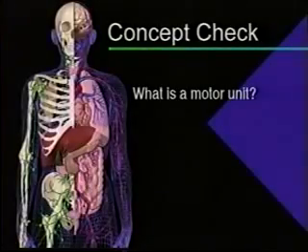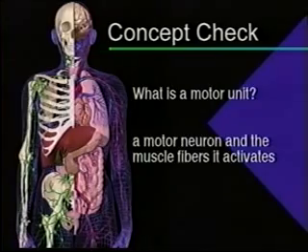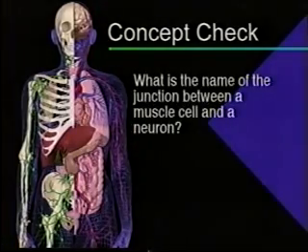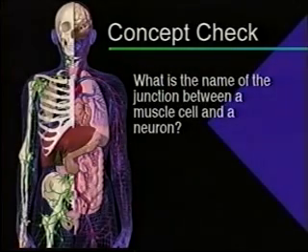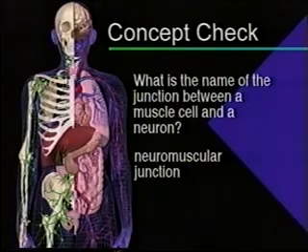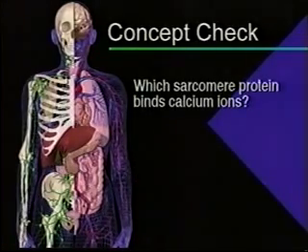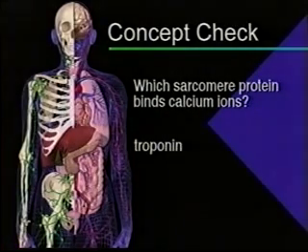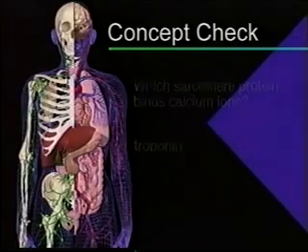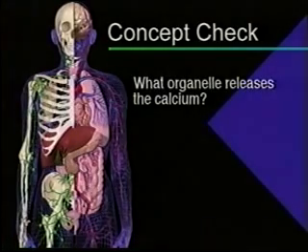What is a motor unit? What is the name of the junction between a muscle cell and a neuron? Which sarcomere protein binds calcium ions? What organelle releases the calcium?